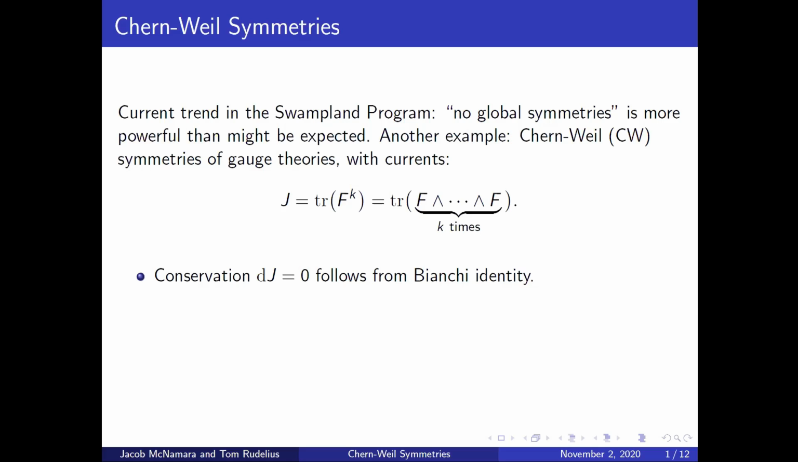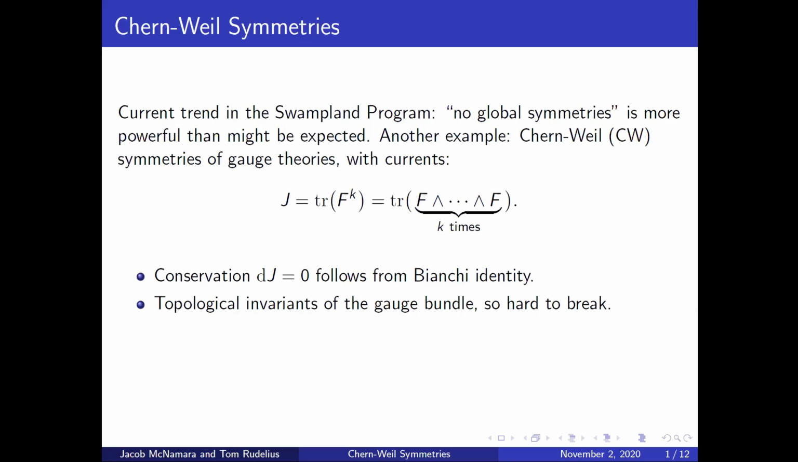The conservation of these currents follows from the Bianchi identity. So if you hit J with the exterior derivative, you can move it inside the trace and it becomes a covariant derivative, and then hitting F is 0 by the Bianchi identity. Put differently, these currents define topological invariants of the gauge bundle. So these are things like Chern classes or Pontryagin classes or other characteristic classes. And as a result, these symmetries are pretty hard to break.